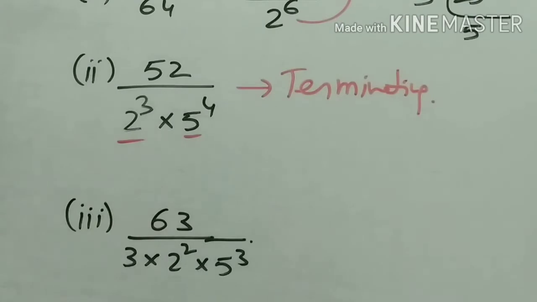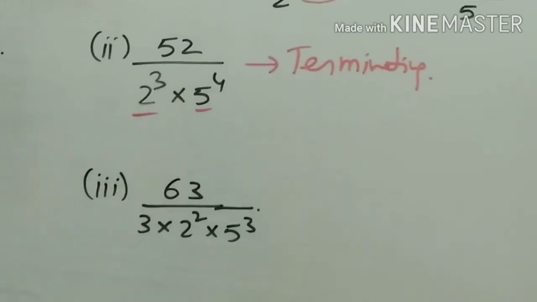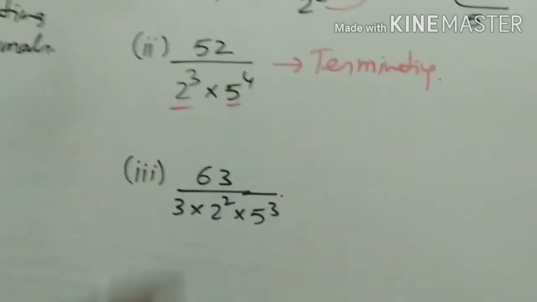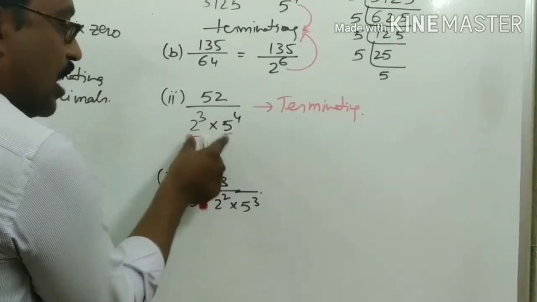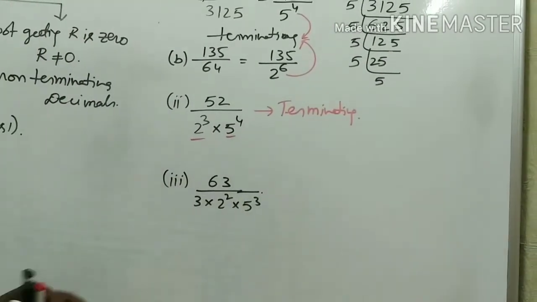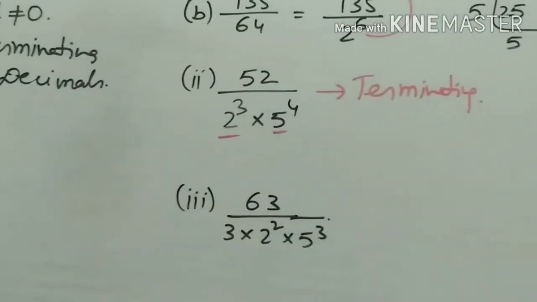It is terminating because this is in the form of only 2 and 5. Now see the third example. Look at the denominator: 3, 2, 5. My point is, if the denominator has only 2s and 5s, it is terminating. Other than that, if anything else is there, it is non-terminating.